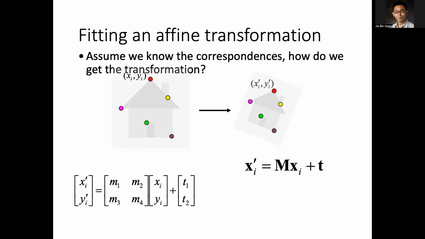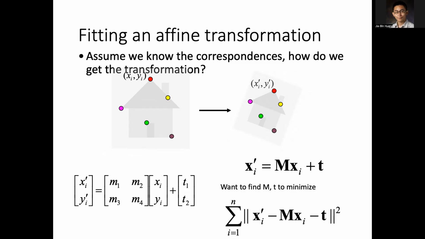So you have this guy, okay? A compact way to describe this is that you have xi' equal to Mxi plus t. Our goal in formulating the alignment problem, a fitting problem, is to find the M and t so that Mxi plus t is as similar to xi' as possible. It's very intuitive, right? I have a collection of points, I have correspondence.